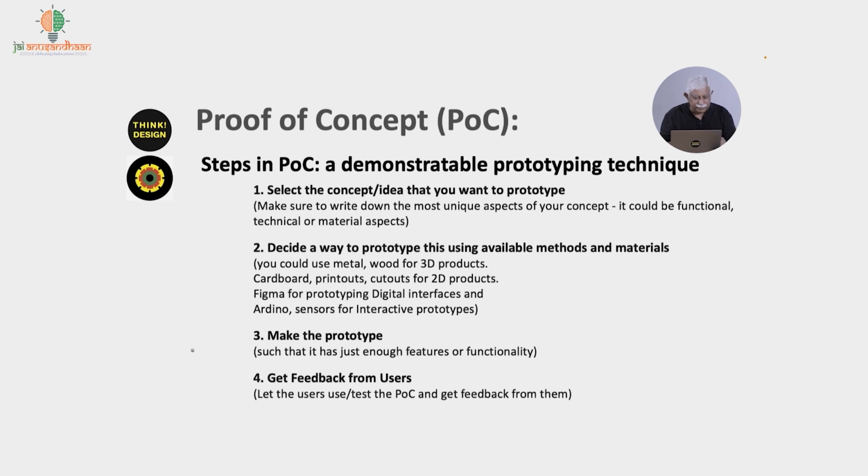So if you look at the steps in it, okay, you need to select again the concept you want to do a prototype and try it out as a POC version, and you can again use multiple methods to make the POC, make the prototype and get feedback from the users. It's very simple, okay, and it's very helpful to make sure whether you want to go ahead with that or do you want to try out something else.